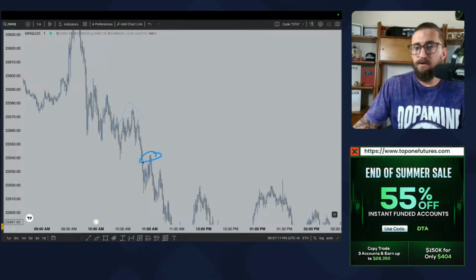Where do you want to get positioned? Do you want to get in here, order block entry, take the retest? Something like that would be a really easy trade.